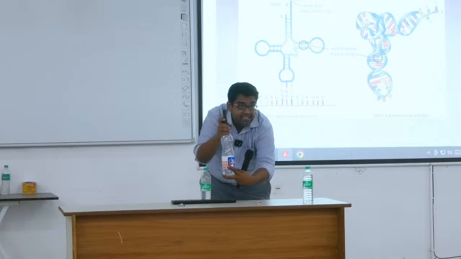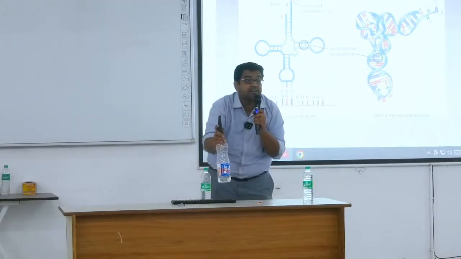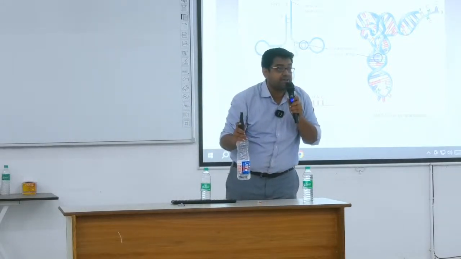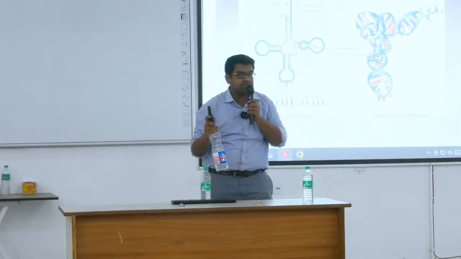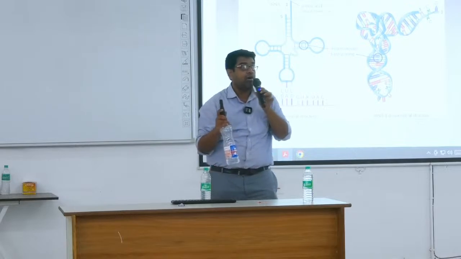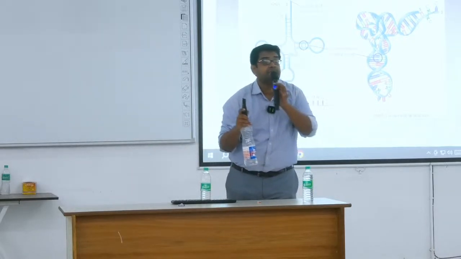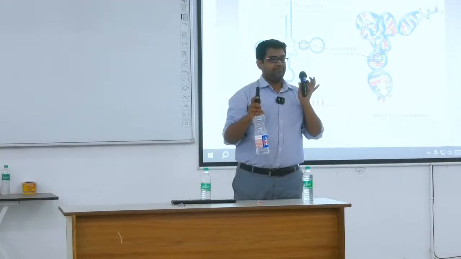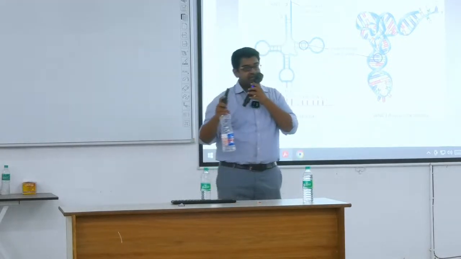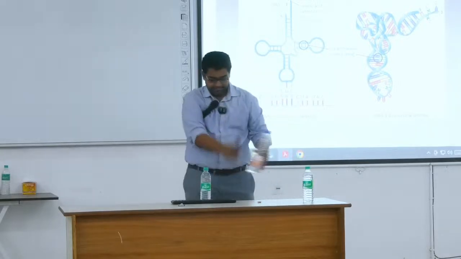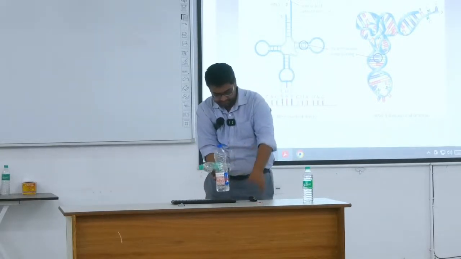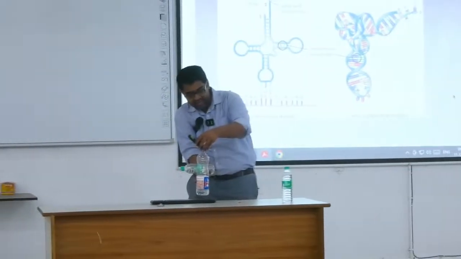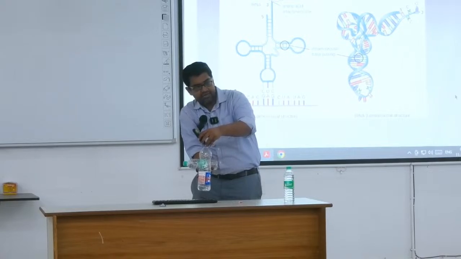Now, here you have a CCA end. That is the 3' end. It ends with CCA base pairs. What it does is it will get hold of the necessary amino acid that is being coded by the triplet codon present on the mRNA. So the entire structure becomes like this. First is your mRNA, then is your tRNA, and the tRNA is holding your amino acid.